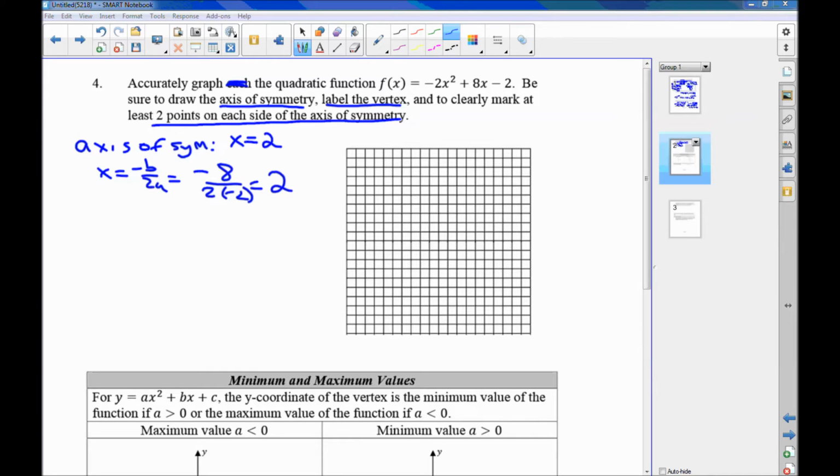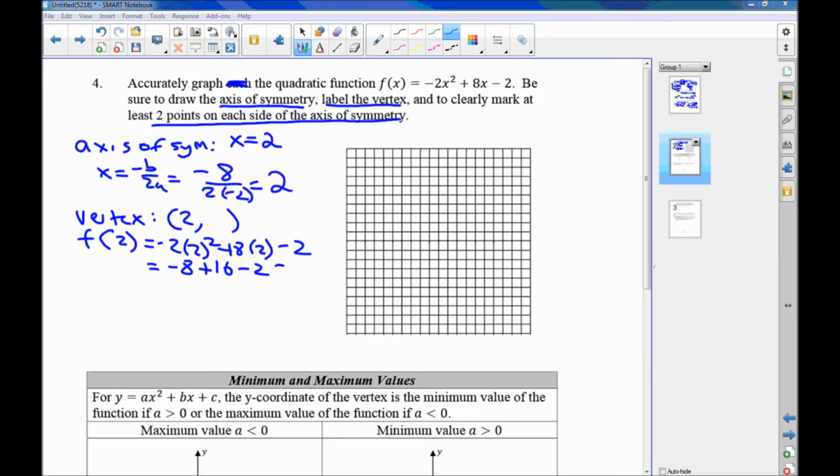All right, our vertex is going to be 2 something. So I'll plug the 2 back in. So f of 2 equals negative 2 times 2 squared plus 8 times 2 minus 2. So that's 4 times negative 2, which is negative 8, plus 16 minus 2. So negative 8 plus 16 is 8, and 8 minus 2 is 6. So my vertex is going to be at 2, 6.